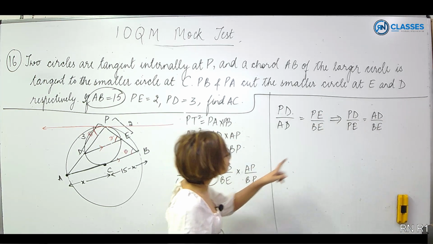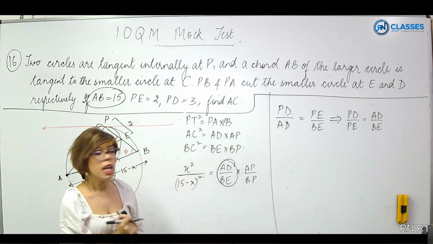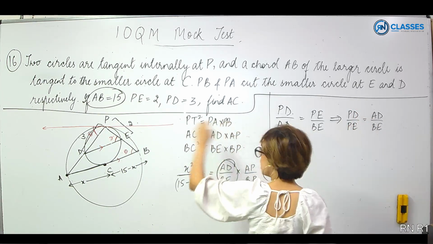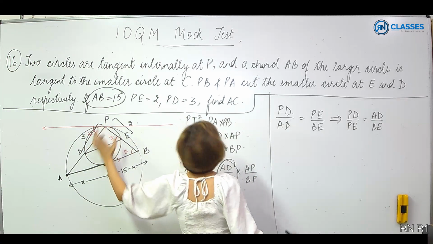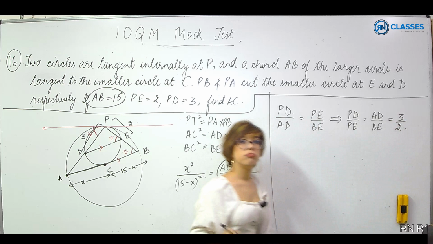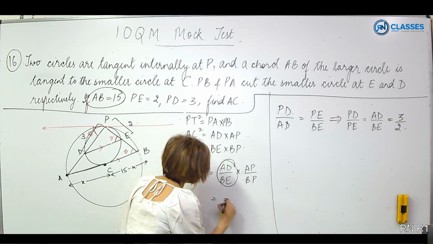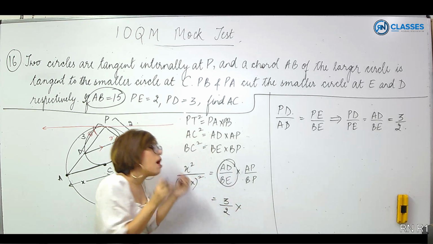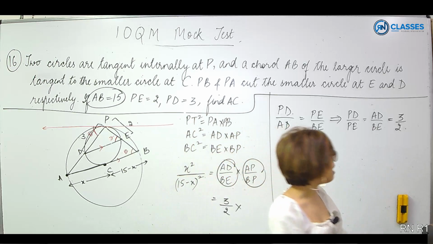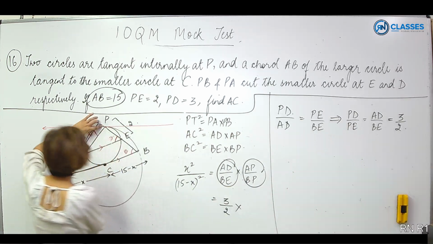Why am I interested in this one? AD by BE. Now, do you think I have the value of AD by BE? Let's see. PD by PE, do I know? Yes. PD 3, PE 2. So that means this ratio is nothing but 3 by 2. So at least I know this one ratio. 3 by 2 into. Somehow, if I can find out this one, my problem is solved. AP by BP.